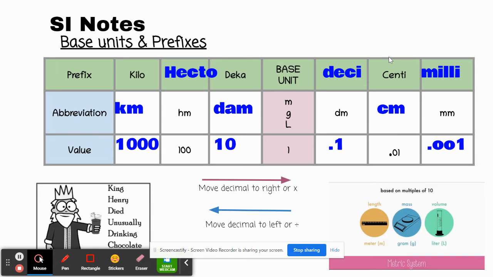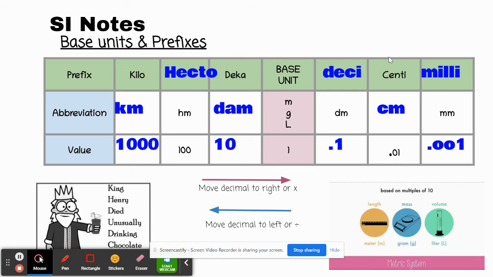A kilometer is 1,000 base units, or 1,000 of something. Hecto is 100. A deca is 10. Our base units are 1. A deci is 1/10 of a base unit, while a centi is 1/100th of a base unit, and a milli is 1/1,000th of a base unit.